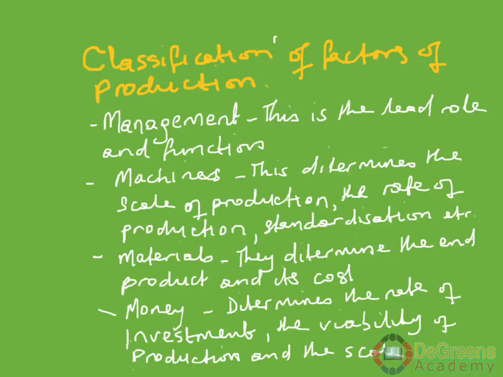Now, let's look at this other factor of production, money. Now, money determines the rate of investment, the viability of production, and the scale of production. Because the investor does not come and invest water, he invests money. With money, he can acquire the various means of production. So, the more money he has, the more he can invest, and the more he can guarantee the success of the business and the scale of that business.